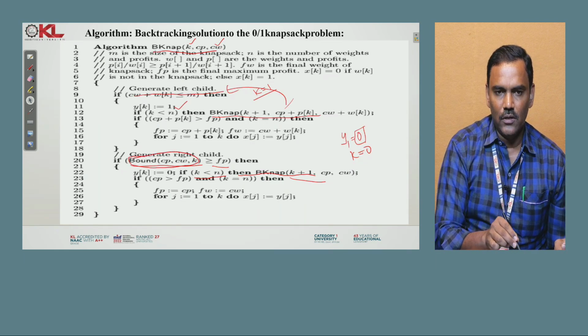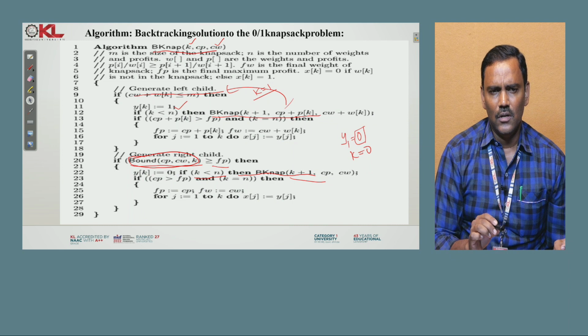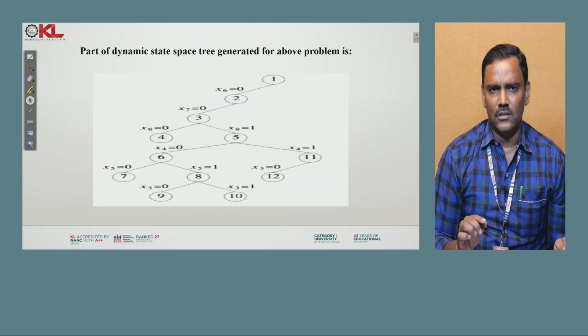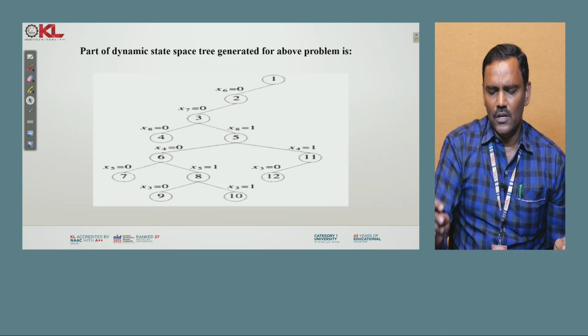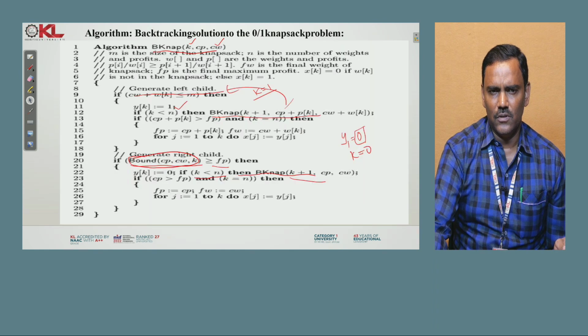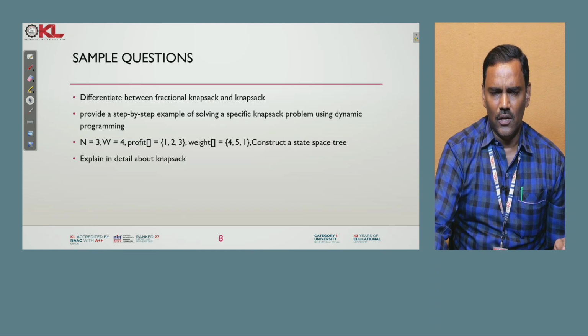Based upon that, we will start processing our right child process, and that is nothing but when we are generating a state space tree, we will go for the right side process by considering. Okay, this is about the algorithm.